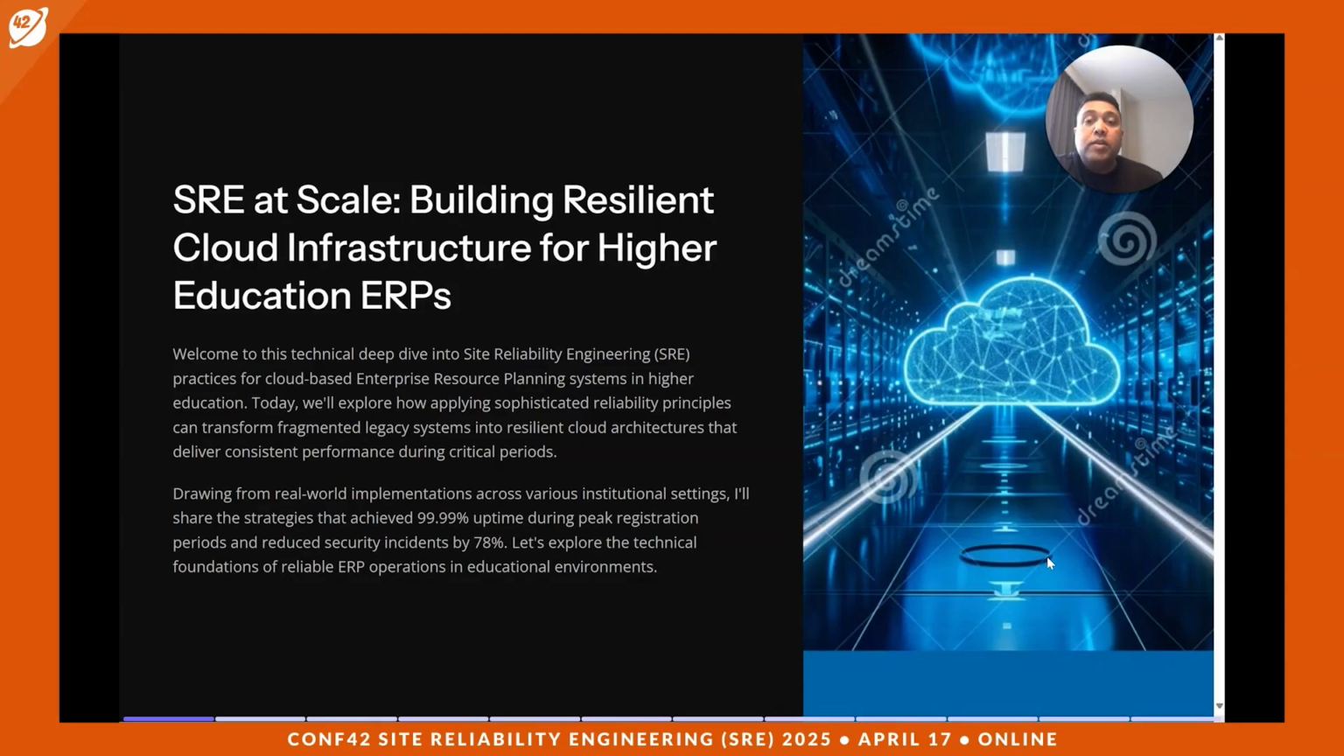Drawing from real world implementations across various institutional settings, I will share the strategies that achieve 99.99% uptime during peak registration periods and reduce security incidents by 78%. Let's explore the technical foundations of real operations in educational environments.